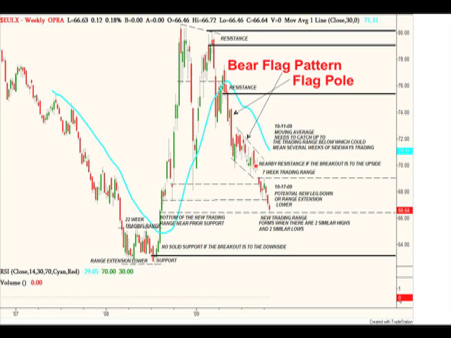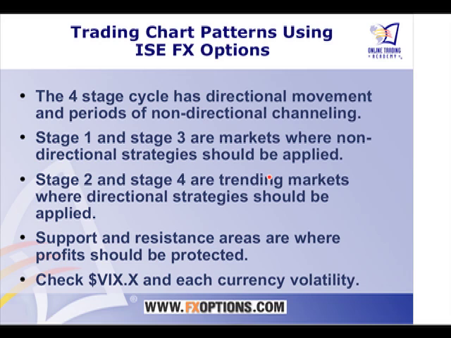Here was a bear flag in the dollar versus the euro. We have a flagpole followed by some basing that eventually breaks out to the downside. And once again, this is a sign of distribution.